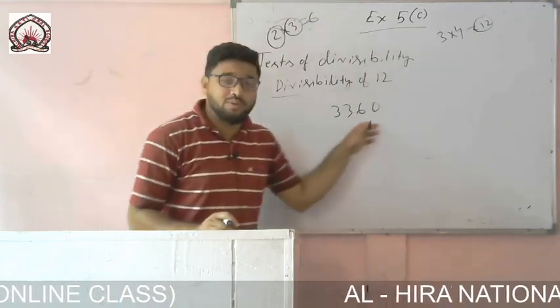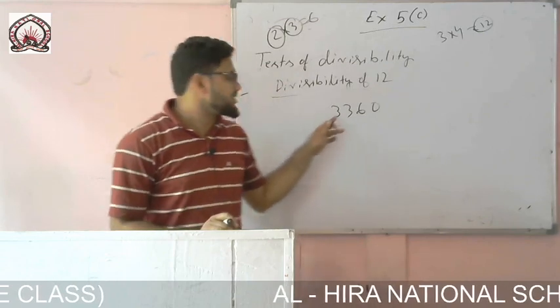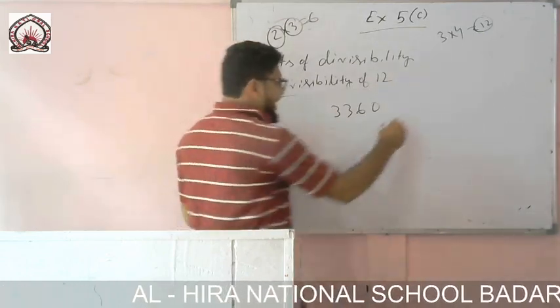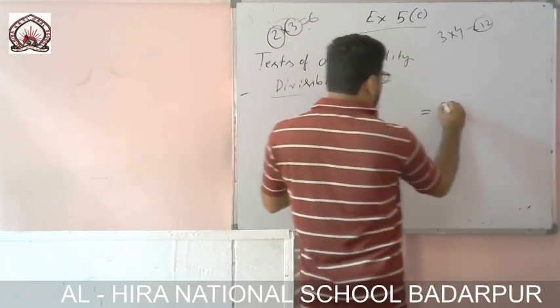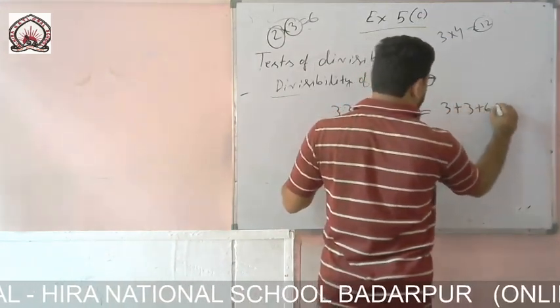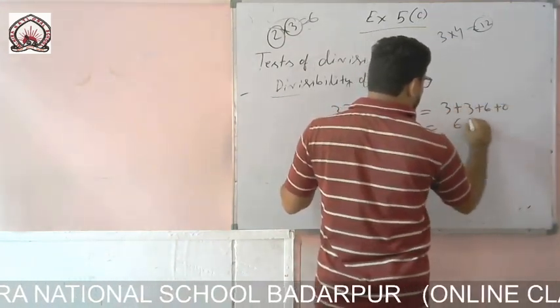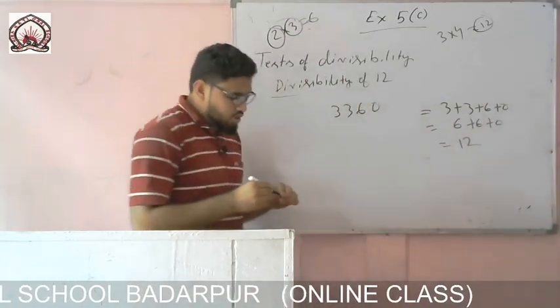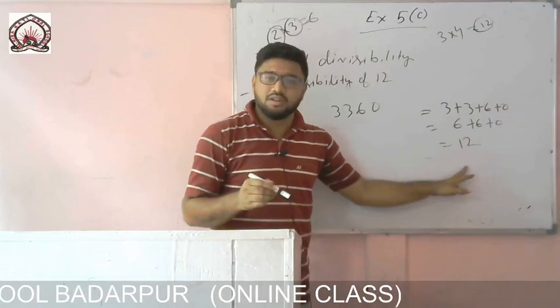So first you check whether this number is divisible by 3 or not. How to check? You add the sum of the digits to check with 3. 3 plus 3 plus 6 plus 0. So 3 plus 3, 6, 6 plus 0, it is 12. Okay. So 12 is divisible by 3.